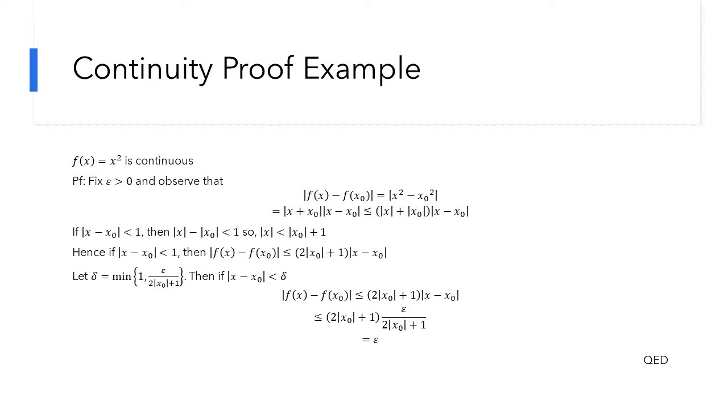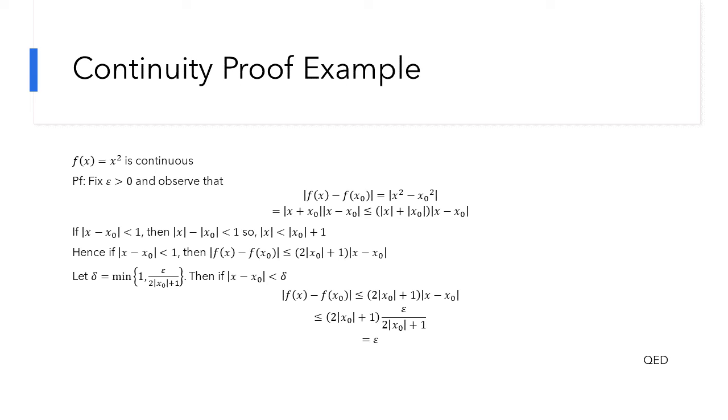The following is an example of how we can use the epsilon-delta definition to help prove the continuity of a function. So our conjecture is that f of x equals x squared is continuous, and the proof is as follows. We fix epsilon greater than 0 and observe that the absolute value of f of x − f of x naught is equal to the absolute value of x squared − x naught squared, which by factoring is equal to the absolute value of x plus x naught times the absolute value of x − x naught, which is less than or equal to the absolute value of x plus the absolute value of x naught times the absolute value of x − x naught.